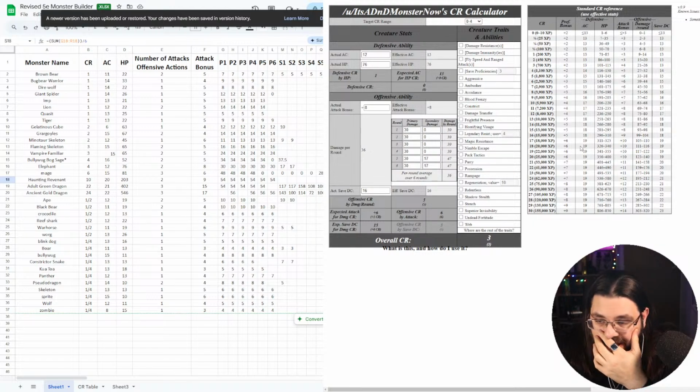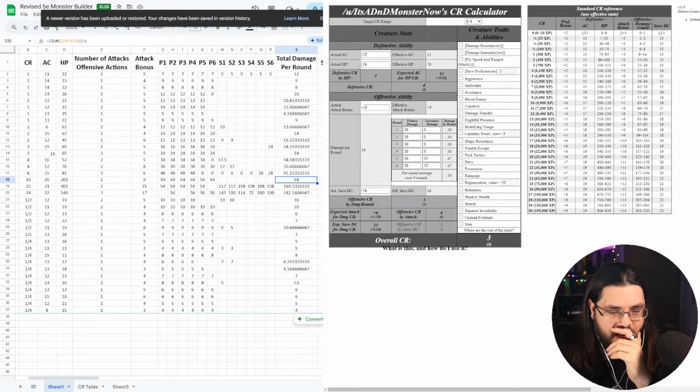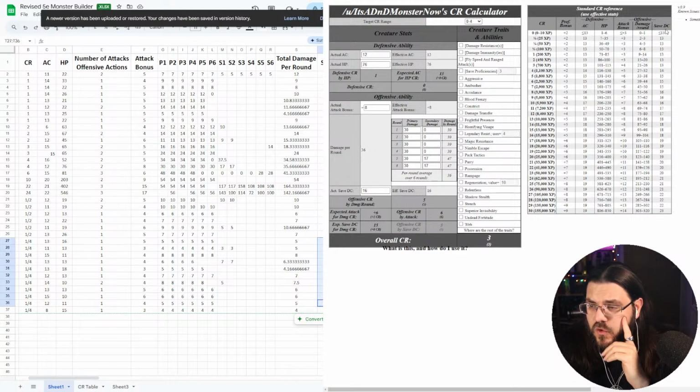CR6, CR10, 10. A touch low. CR6. Again, a touch low. Damage is a touch low as well. HP is a touch low, damage is a touch low, but attack bonus seems to be a little bit higher, and AC seems to be a little bit higher. I don't have enough data on saves to make a judgment on that, except for maybe CR 1/4, which saves are lower as well.